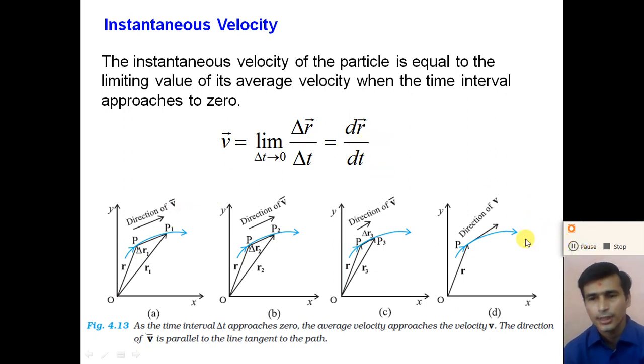So dear student, understand how we can find the instantaneous velocity. Differentiation of the position vector with respect to time gives us the instantaneous velocity. Now from the graph, how can we calculate the instantaneous velocity?